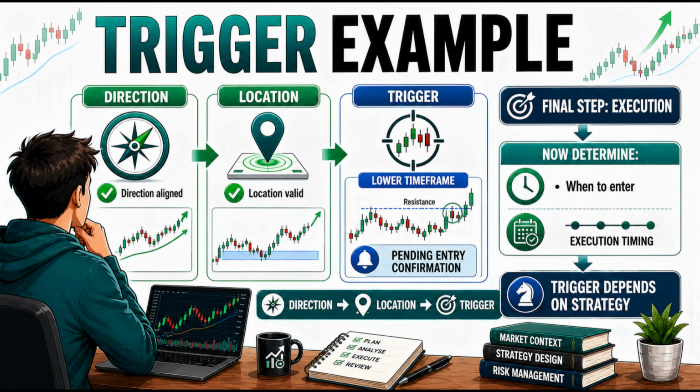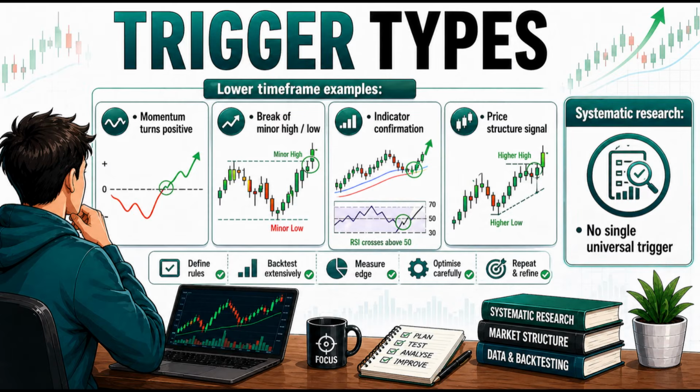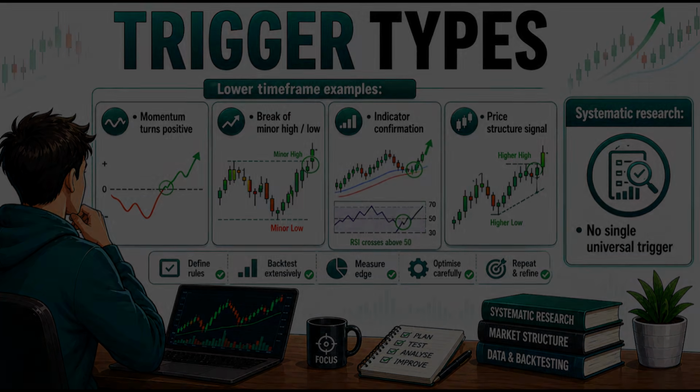The exact form of the trigger depends on the strategy design. For some approaches, the trigger may involve a momentum shift on a lower time frame, for example, a momentum indicator turning from negative to positive. In other cases, the trigger may involve a structure event, such as a break of a recent minor high or low. Some strategies may use indicator confirmations, while others may rely purely on price structure. In systematic trading research, there is no single universal trigger.